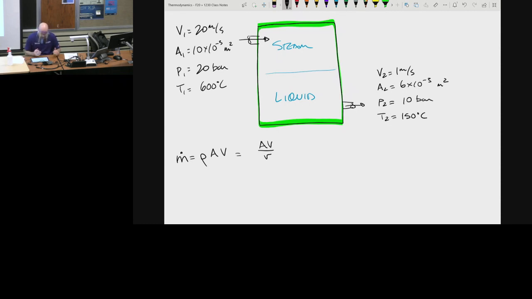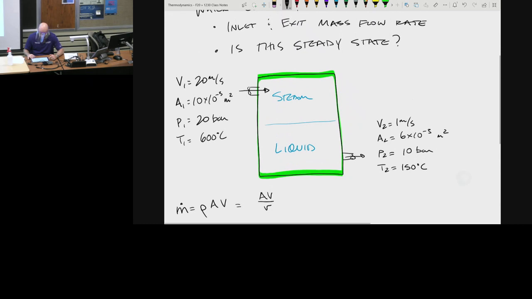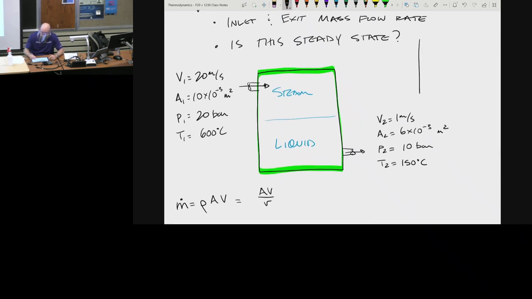We know it's steam coming in. We know it's a liquid going out, but let's just confirm that. Let's just go through the steps by drawing a T-v diagram. We have our vapor dome, and we have two lines of constant pressure, one at 10 bars and one at 20 bars. And we need to figure out where this saturates.